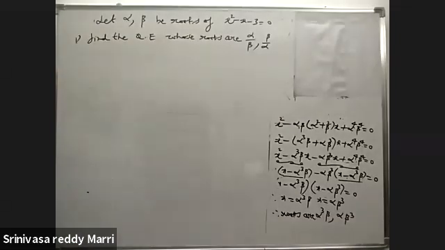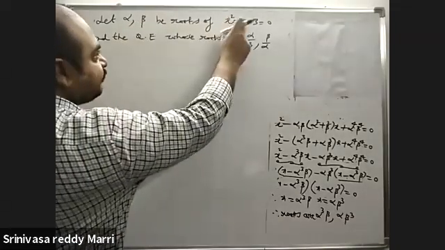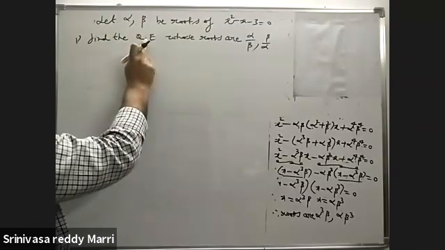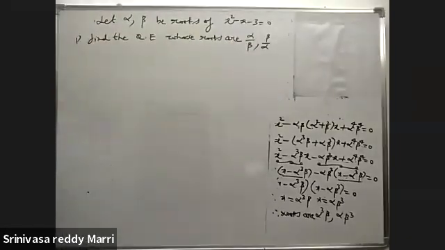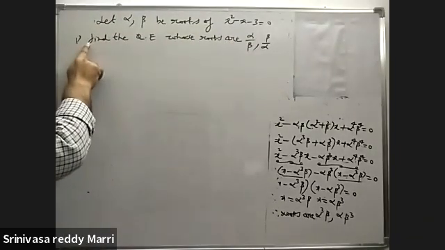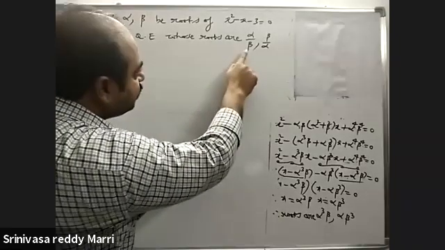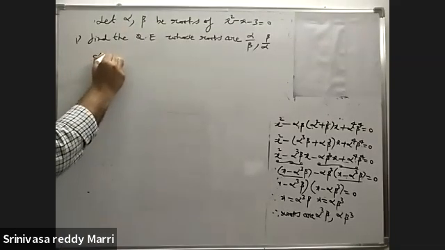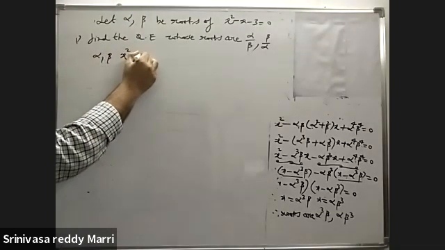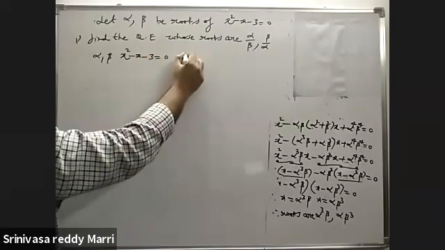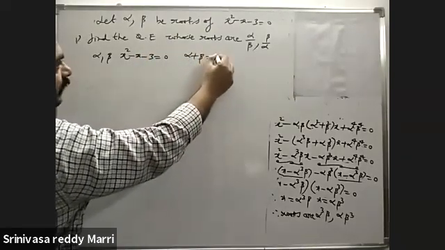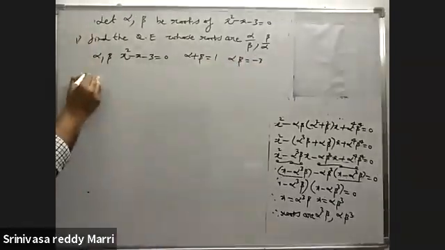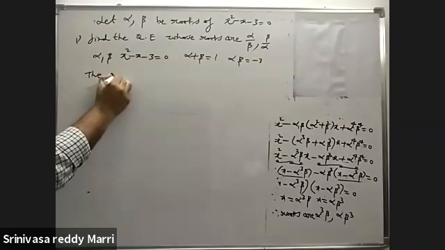Alpha beta are roots of this equation. Now you have to find the quadratic equation whose roots are alpha by beta and beta by alpha. Now from the given condition, as alpha comma beta are roots, you can find the relation. Alpha plus beta is 1, alpha beta is minus 3. So now I am finding the quadratic equation.